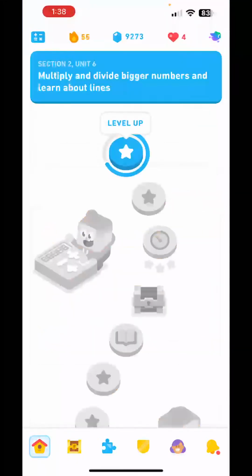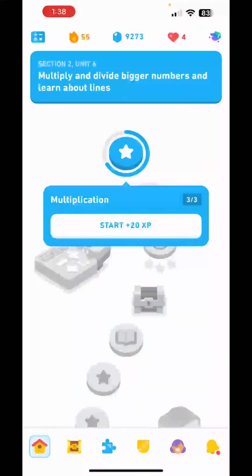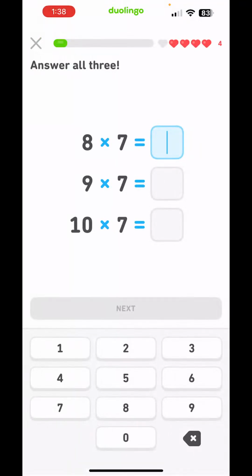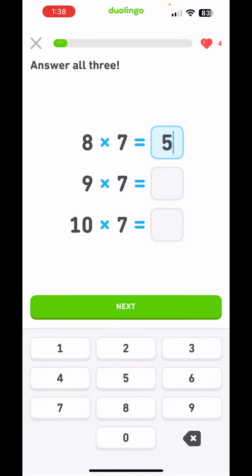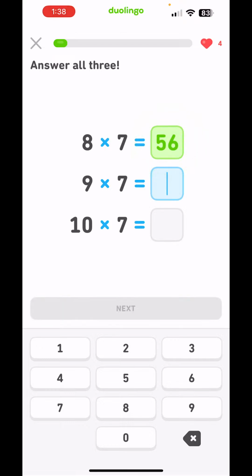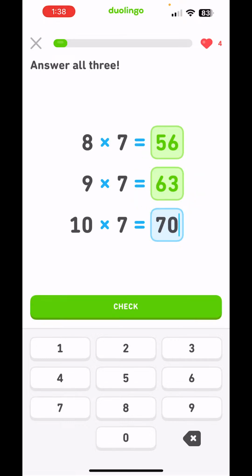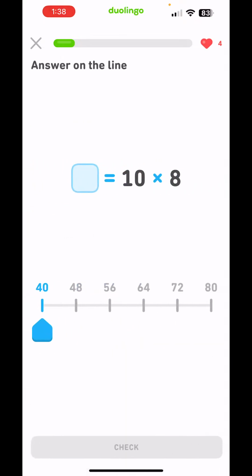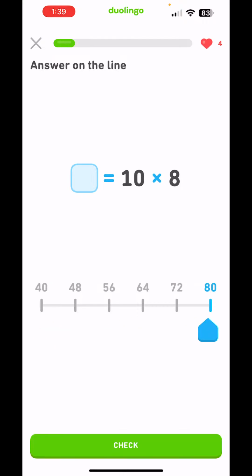All right, so let's do one more math lesson. All right, so we have 8 times 7, which we know is 56. 9 times 7, which we said was 63, right? And we have 10 times 7, which is 70. All right, 10 times 8. 1 times 8 is 8. Add the 0, 80.